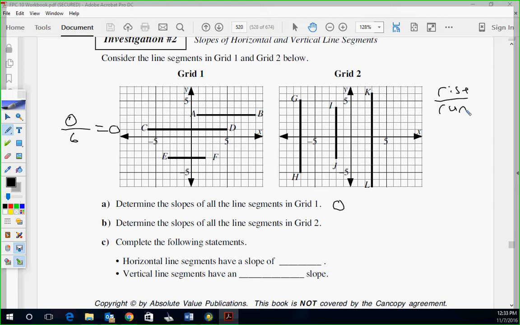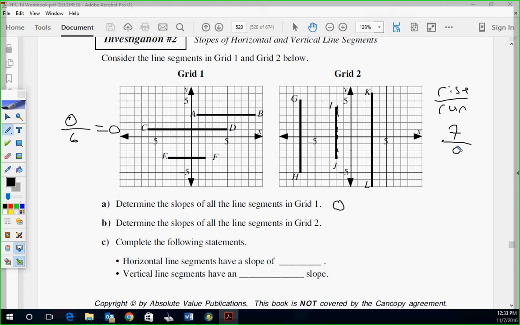Okay, but these are line segments, so it's going 1, 2, 3, 4, 5, 6, 7. The rise is 7. The run, it doesn't run. 7 divided by 0, is that possible? Do it on your calculator right now. Everybody, your calculator, what's 7 divided by 0 tell you? It's error. Error is correct. You cannot do that. You can't divide by 0. This is the reasoning. This is why.